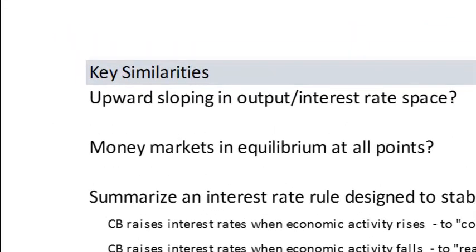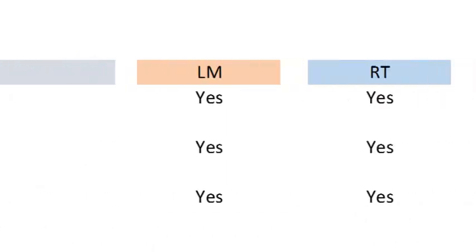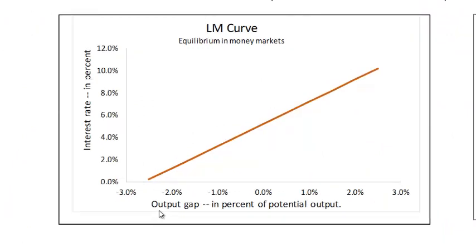Both the LM curve and the RT curve are upward sloping in output and interest rate space. So here is the LM curve as we already introduced it. On the horizontal axis is the output gap. On the vertical axis is the interest rate. And we can see that as the output gap increases, so does the interest rate.